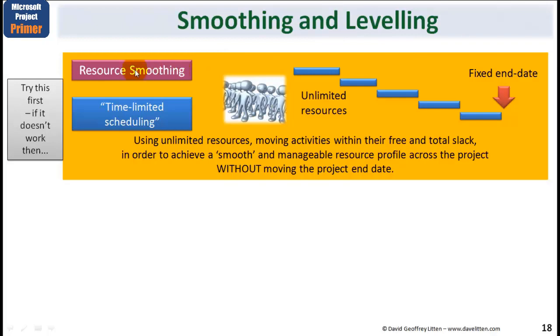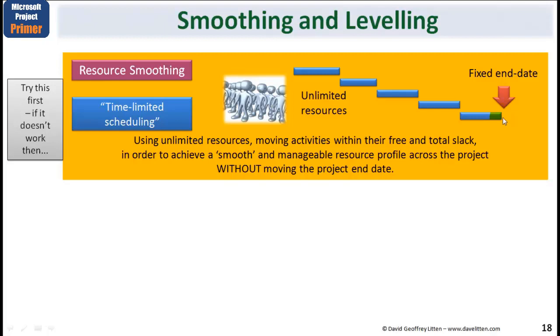The first step is called resource smoothing or time-limited scheduling. And resource smoothing is used where you in effect have unlimited resources, but you have a fixed end date. So resource smoothing is adjusting the schedule using your unlimited resources, moving activities within their free and total slack. I've only talked about slack so far. Live with me for the moment on this. We'll discuss this in a later module. So moving each task within its slack period in order to achieve a smooth and manageable resource profile across the project, but without moving the end date.